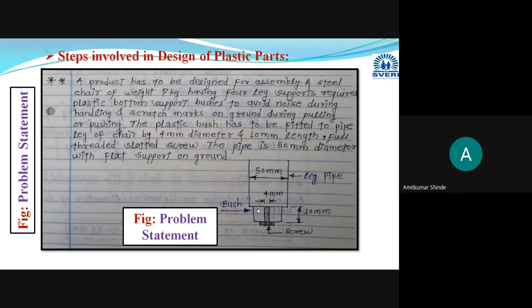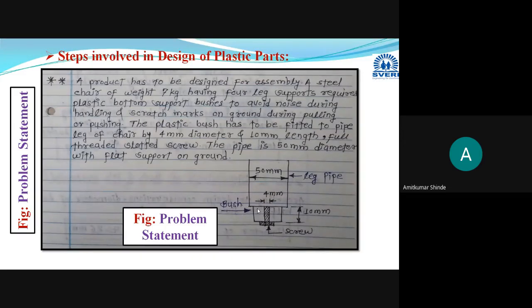Then in the fourth stage you have to provide the wall thickness. The important aspect in plastic part design is, first you have to decide the wall thickness of that bush. Very important aspect in designing any plastic part. First you have to decide the wall thickness.